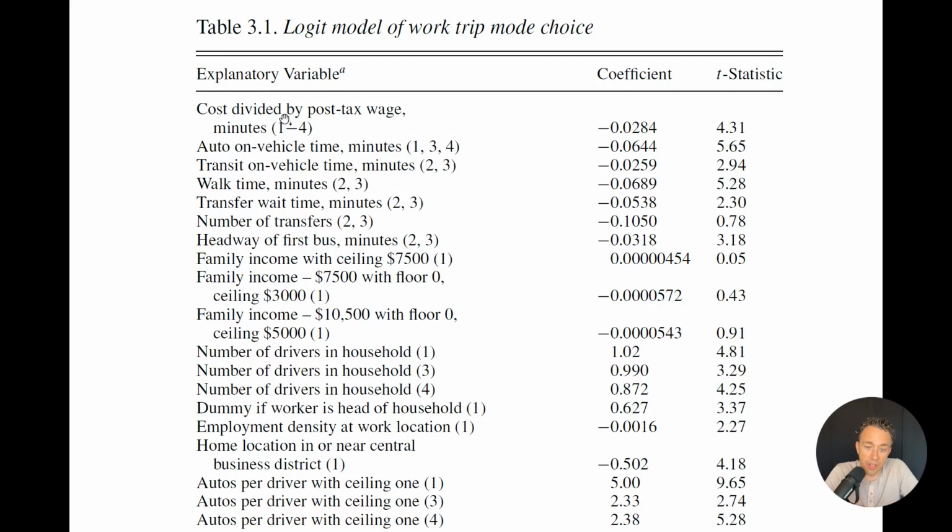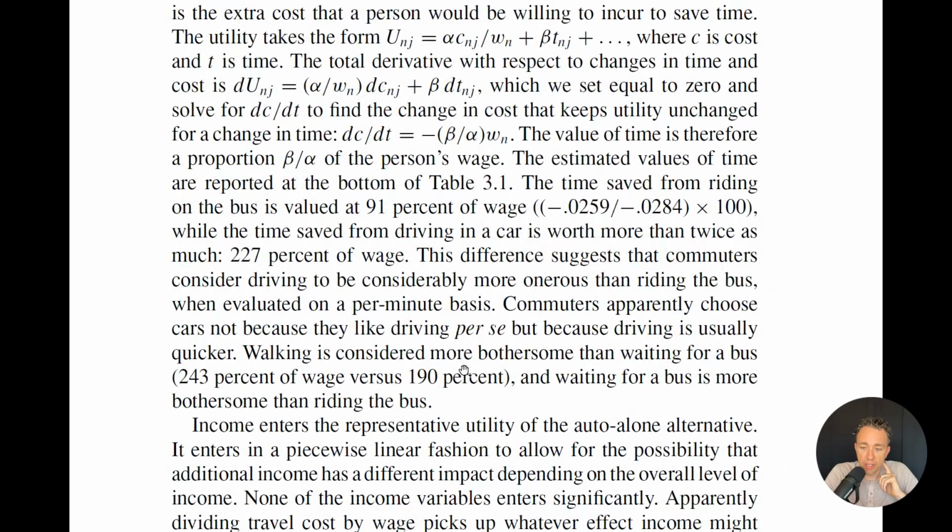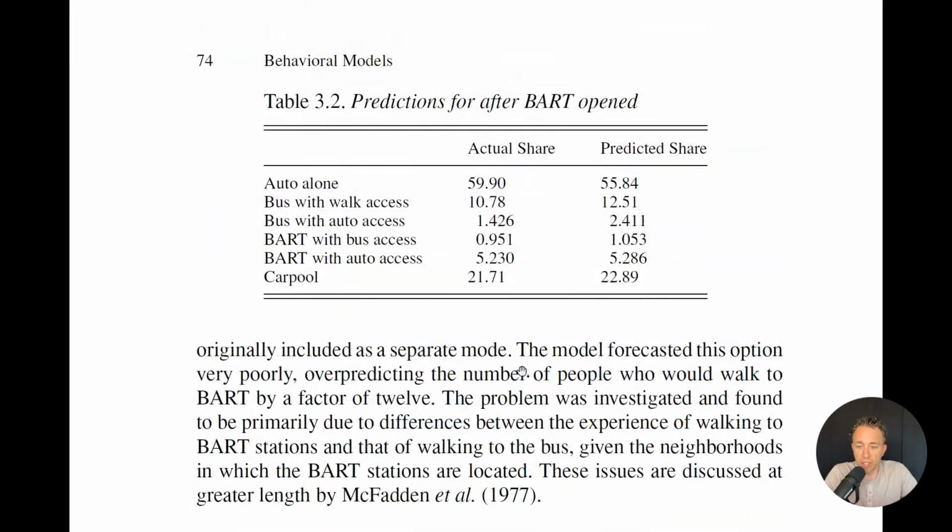But then they also have time costs as well. So if I walk, it's going to take longer. So that is a different form of cost. And then they can infer the value of time saved as a percentage of the wages that the person earns and see how that varies across the different modes of transport. So that's pretty interesting.